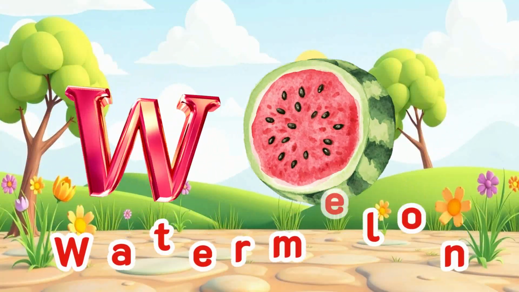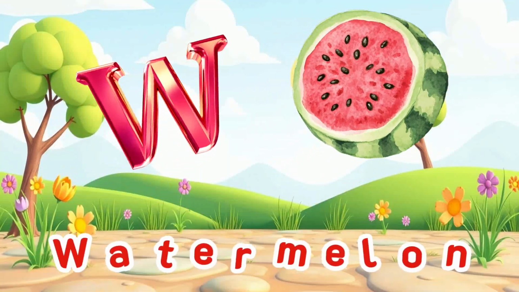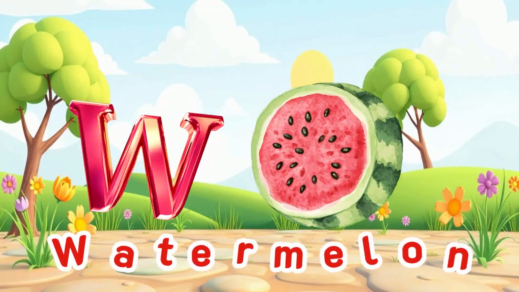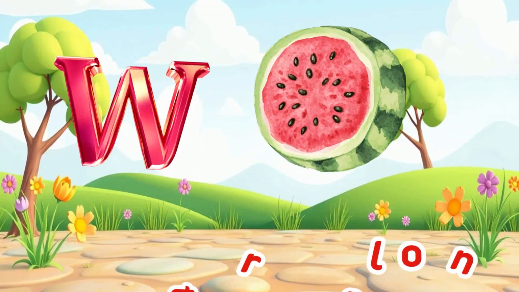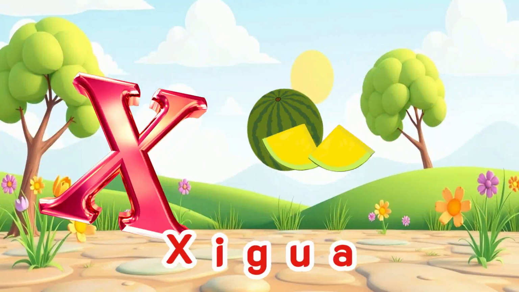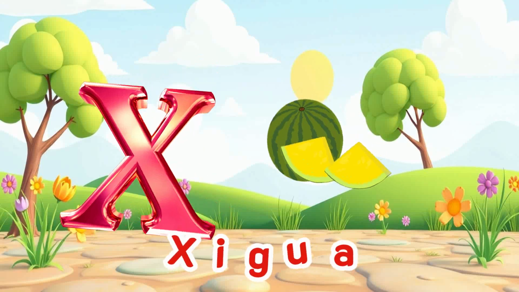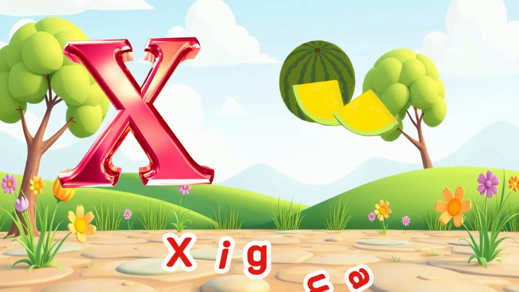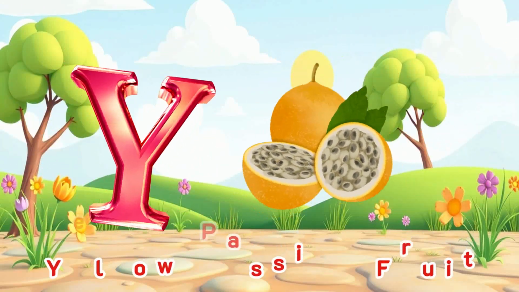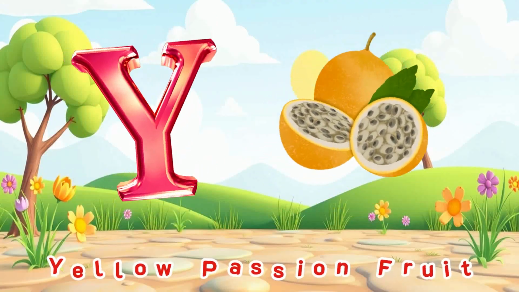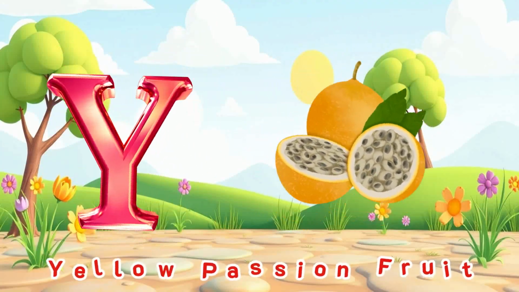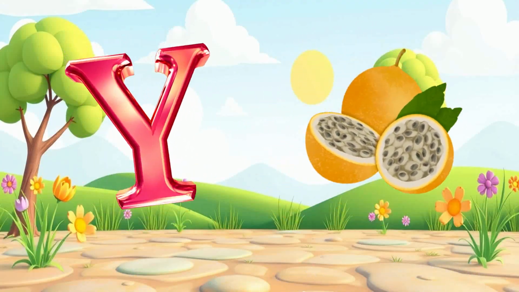W is for watermelon. W watermelon. W watermelon. W is for watermelon. X is for sigua. X sigua. X sigua. X is for sigua. Y is for yellow passion fruit. Y yellow passion fruit. Y yellow passion fruit. Y is for yellow passion fruit.